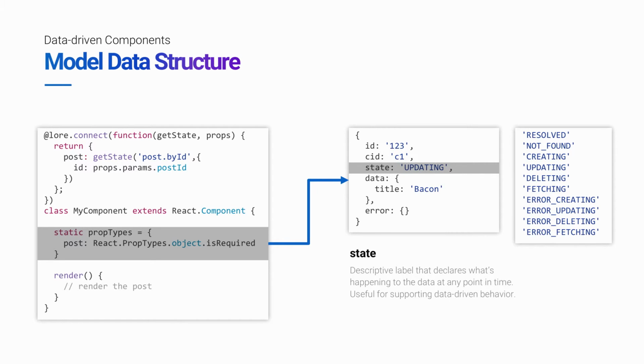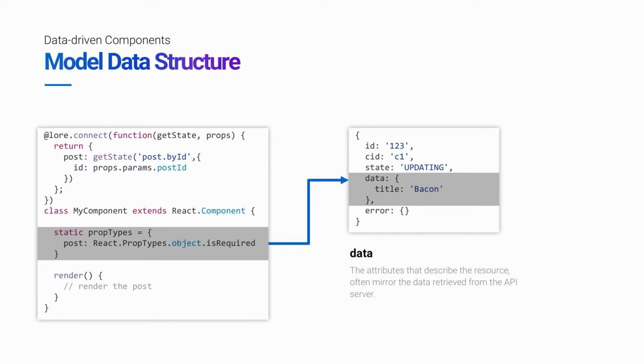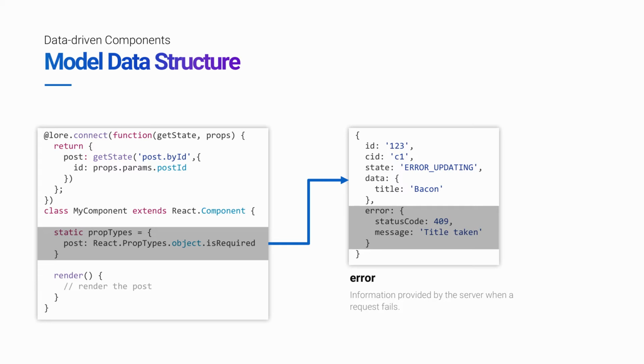The state field is a descriptive label that declares what's happening to the data at any point in time. This not only includes verbs like creating and updating, but also error conditions when the server requests fail, and this field is especially useful when components need to change what they render based on the activity in the application. Basically, the use case we just talked about for data-driven components. The data field contains all attributes that describe that resource and will often mirror the data retrieved from the API server. And finally, the error field contains any information provided by the server when a request fails and returns a 400 or 500 level status code.